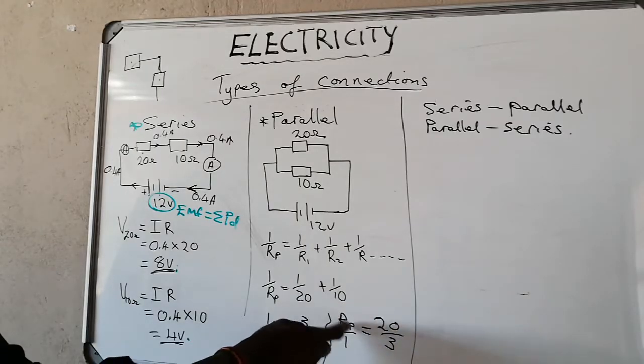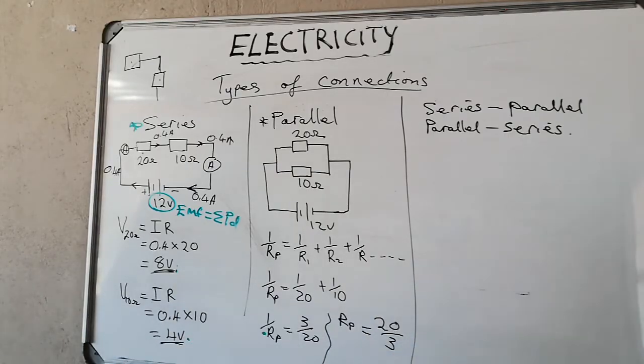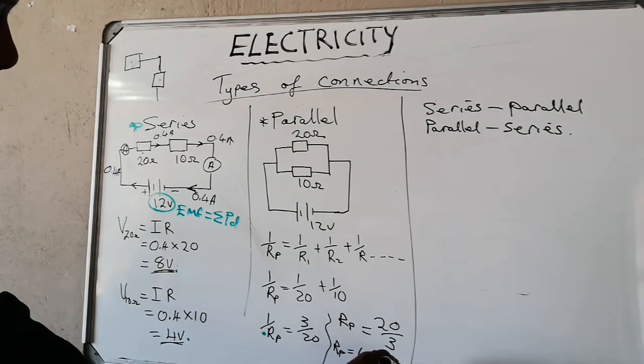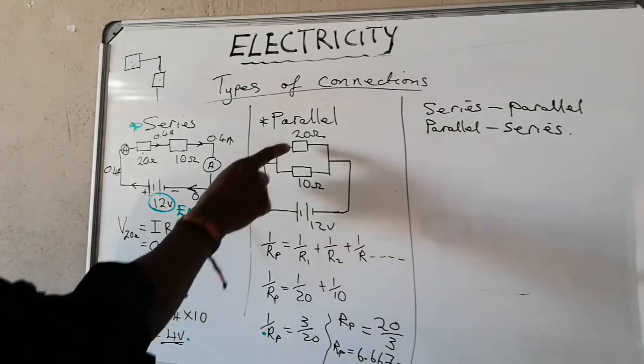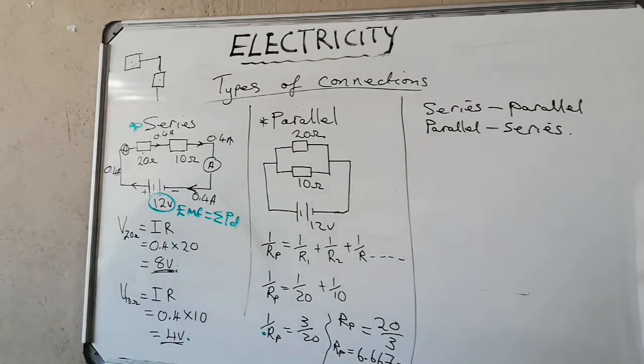So any number divided by 1 is the number itself. So what we have is just RP equals 20 over 3, and now we can calculate that and leave it in decimal. So our resistance is 6.667 ohms. So from these 2 resistors, our total resistance is 6.667 ohms.